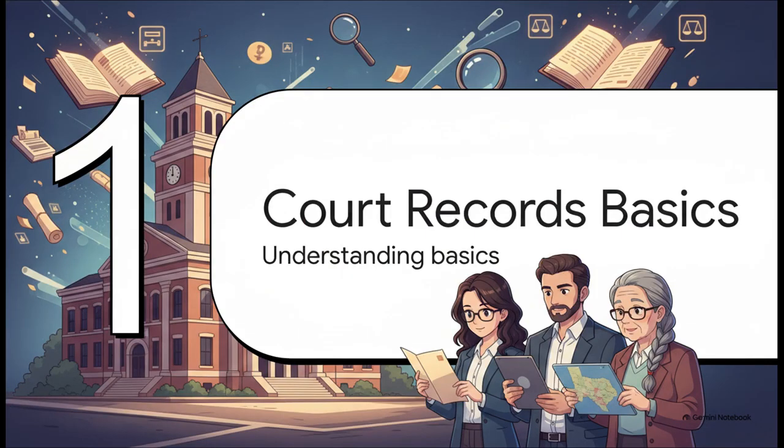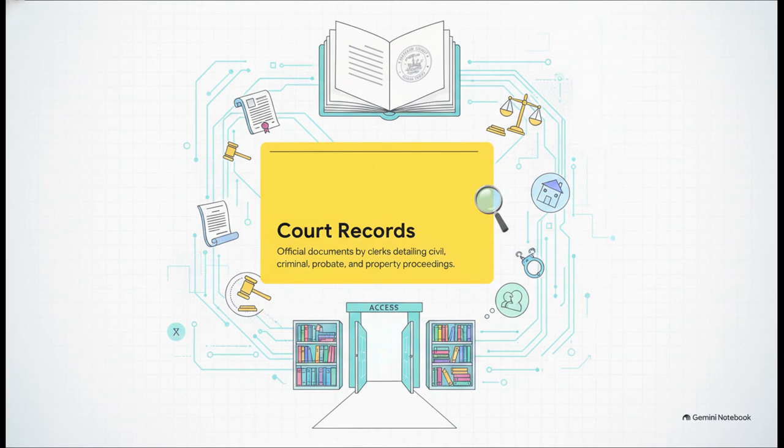Section 1. Understanding court records basics. So what exactly are we looking for? By definition, court records are those official documents kept by court clerks. We're talking about everything from civil lawsuits and criminal prosecutions right down to probate issues and property deeds. The key thing to remember here is that you have a fundamental public right to access these. But, and this is a big but, they aren't just dumped into some giant, easily searchable Google folder. They are highly organized based on really strict legal and statutory frameworks. Basically, if you don't understand the framework, you're not going to find the file.